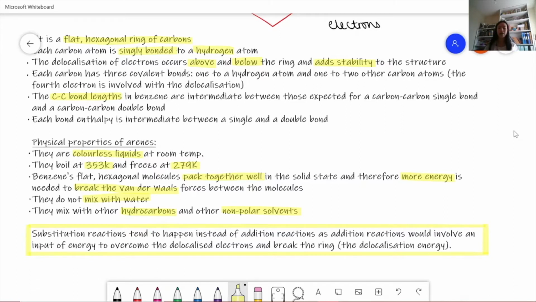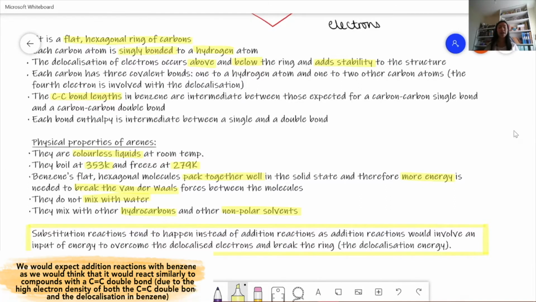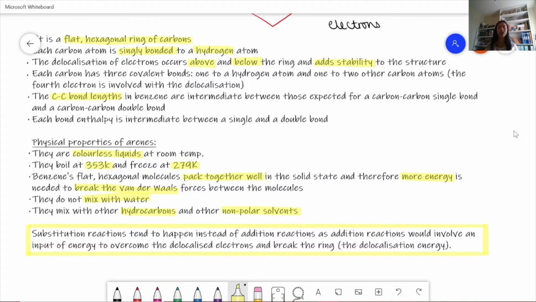The key point is that substitution reactions tend to happen instead of addition reactions, as addition reactions would involve an input of energy to overcome the delocalized electrons and break the ring. This energy needed is called the delocalization energy. If you think back to reactions with alkenes, or something with a carbon-carbon double bond, we normally get an addition reaction because we add across the double bond. However, for benzene, we tend to get substitution reactions because it takes quite a lot of energy to overcome the delocalized electrons to break the ring.